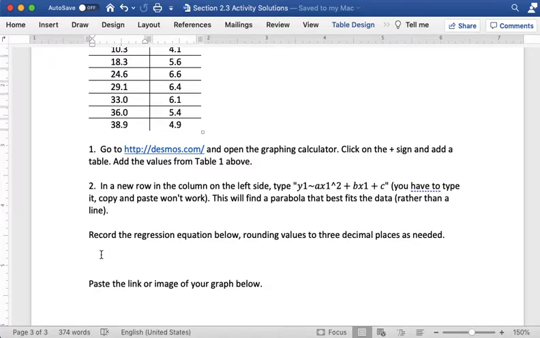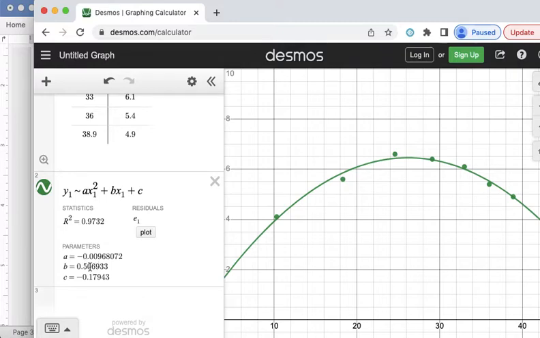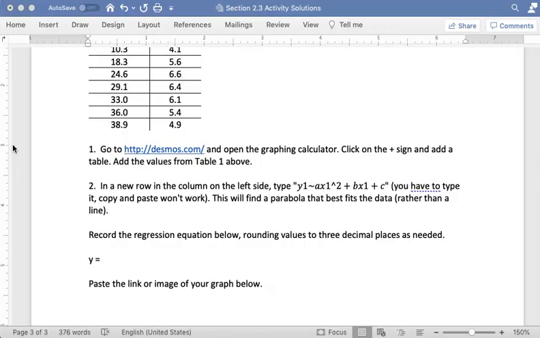When I do this in the homework, it's going to have boxes for you to fill in with just typing the A, B, and C values. I'm going to record the whole equation. So looking at this, I'm going to pick out the values for A, B, and C from the graphing calculator output, again rounding to 3 decimal places. So the A value here is negative 0.0096. That 9 is going to round up to 10, so negative 0.010.